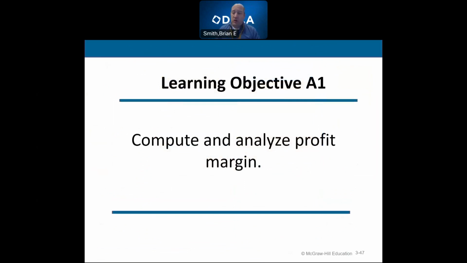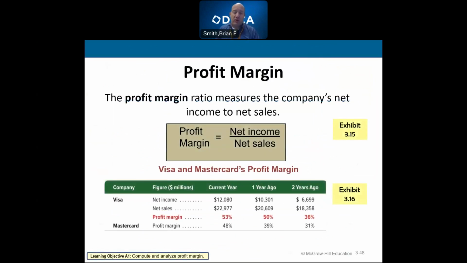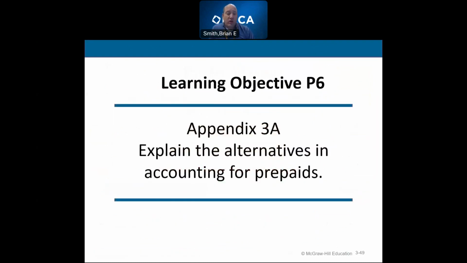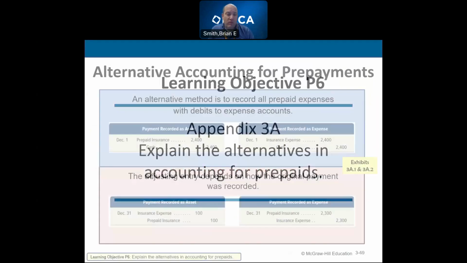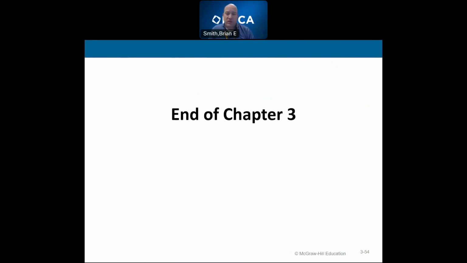We're not going to do this, so let's just skip computing these, although it's not a bad thing to learn. Profit margin simply equals net income divided by net sales. We're not going to do alternative accounting for prepayments. I'm not getting into that. I'm also not going to get into reversing entries, which I think is actually chapter 4 after we close. I'm not going to do that either.